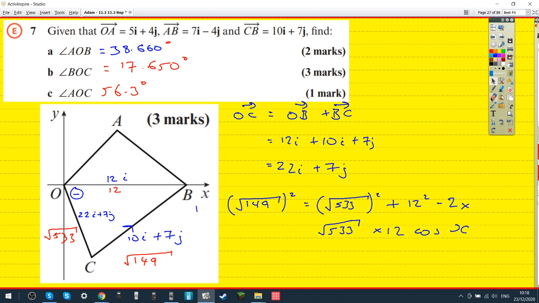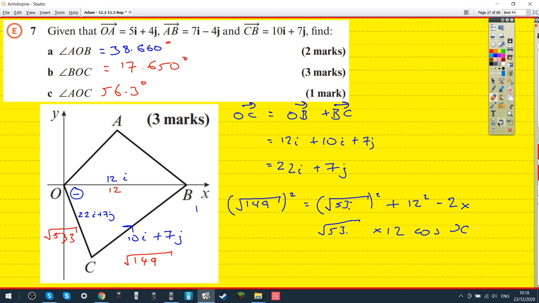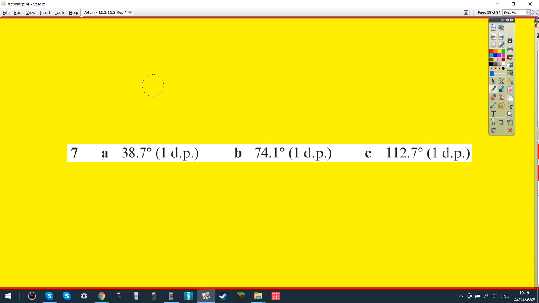That should just be root 53. Instead of root 533, it's root 53. It's just a coincidence, I'm sure. It's a shame. If I still had it in my calculator, I could mess around with it. Alright. Any questions there? Nope. Alright, I'm not doing the whole thing again.